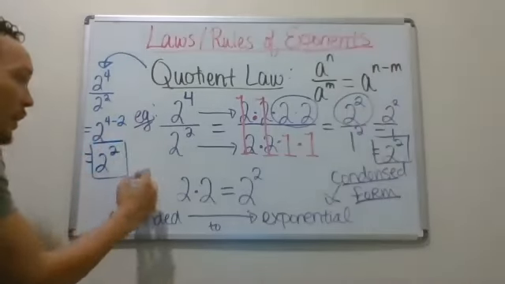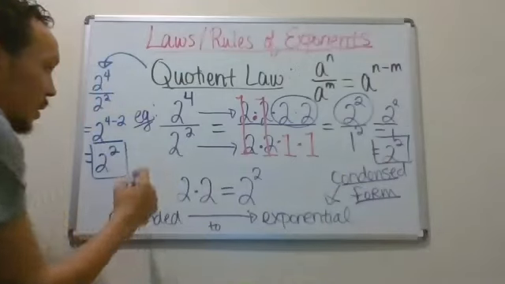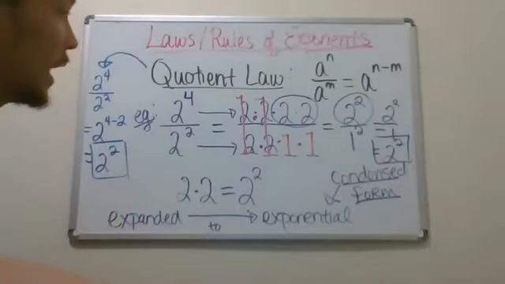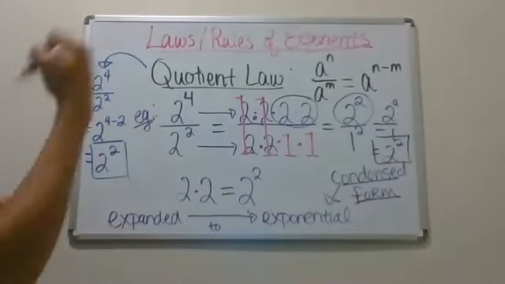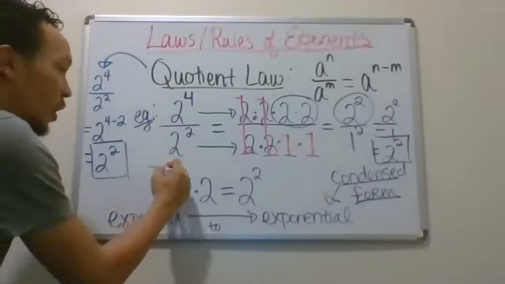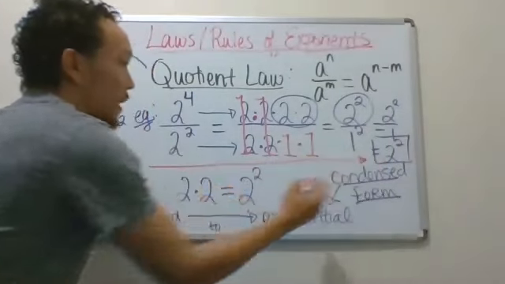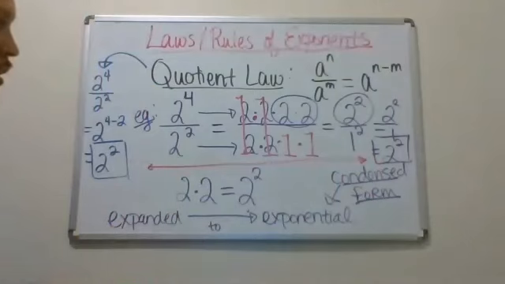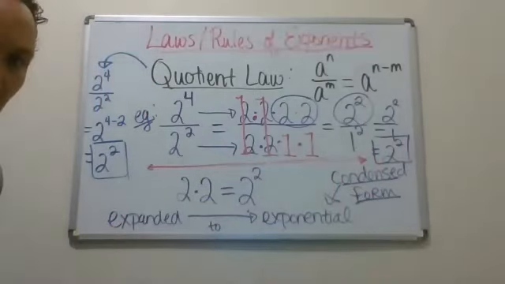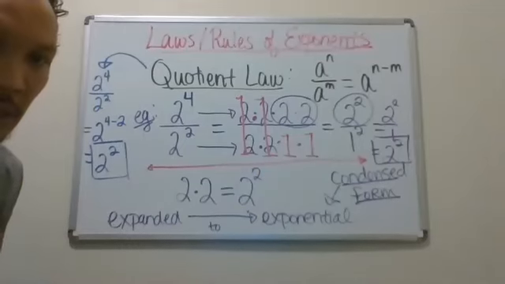So my numbers are exactly the same. My answers are exactly the same, utilizing both expanded form and using my exponential laws. Any questions?